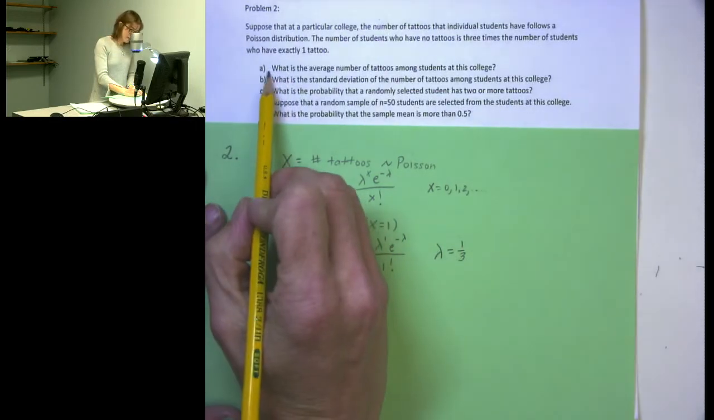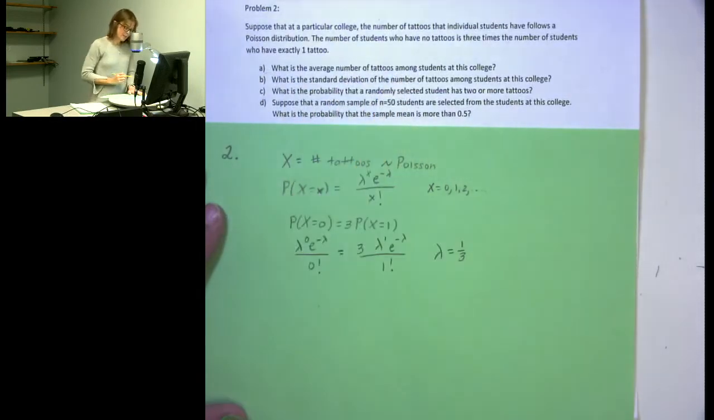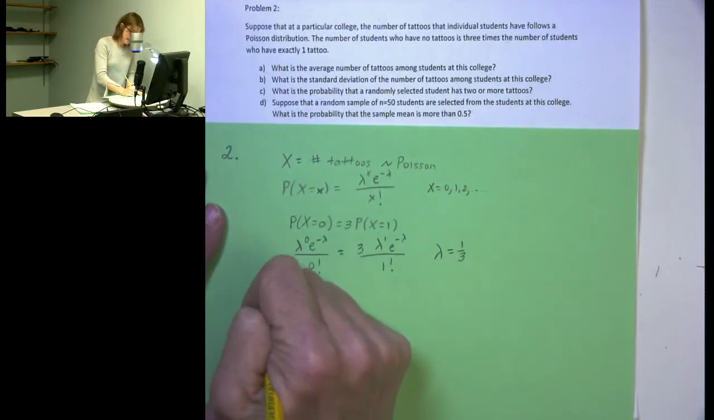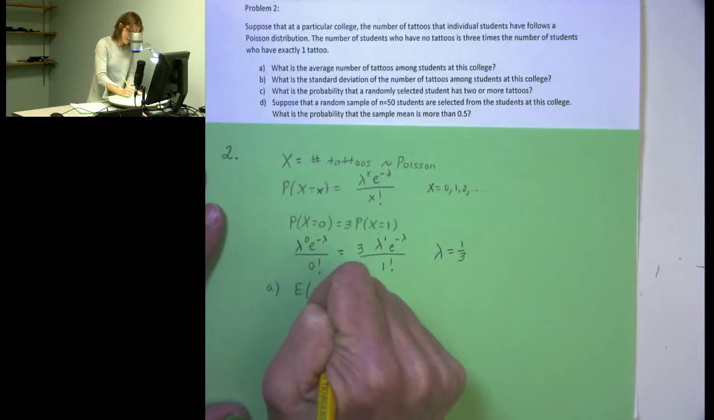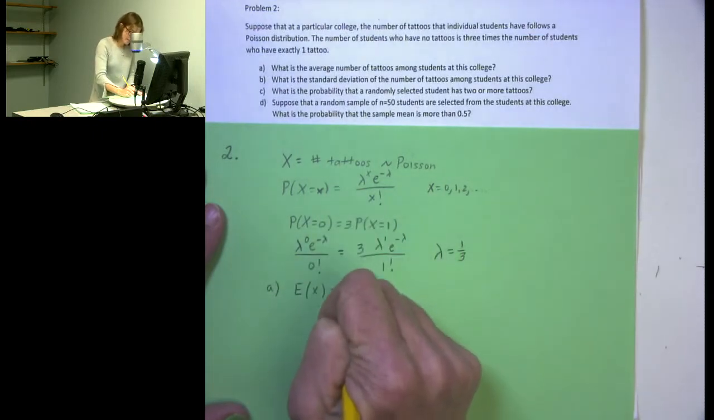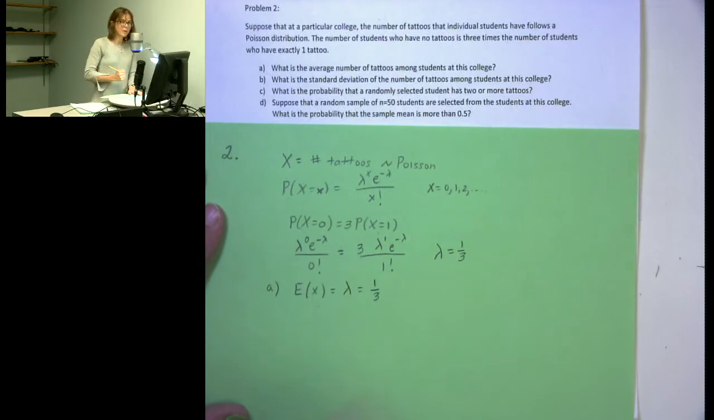So first of all, the question here is, what is the average number of tattoos among students at this college? And so remember that the expected value of x, when x is a Poisson, is equal to lambda, so that's just equal to 1/3.